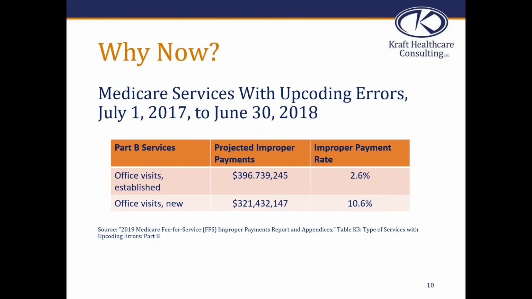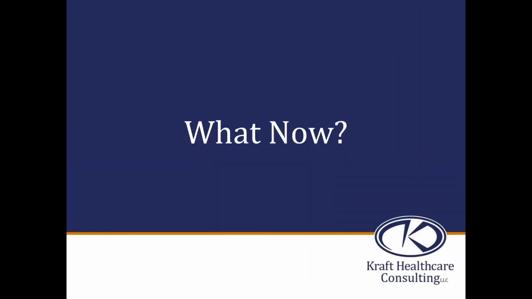And the next slide just shows you, from July 1st, 2017 to July 30th, 2018, the upcoding errors. And this came directly from Medicare's website. It's their type of services with upcoding errors. You see that on new office patient visits, there was a 10.6% improper payment rate. And with established patients, it was only 2.6%, but there's not a whole lot of difference in the improper payments that were projected. So, okay, we know why they did it.